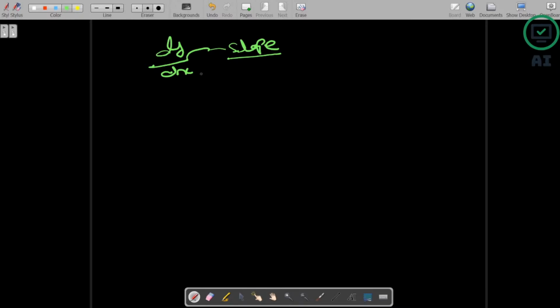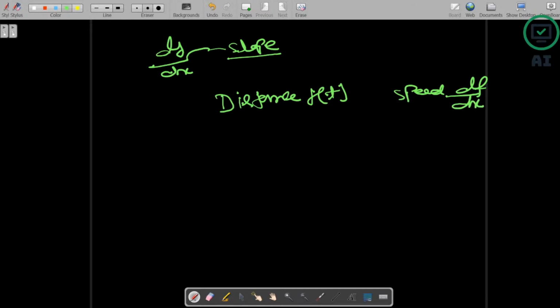So take one example. We have a pair of functions, which is nothing but distance and speed. Let's suppose we have distance, which is f(t), and speed, which is df by dt. So this is function 1 and this is function 2.